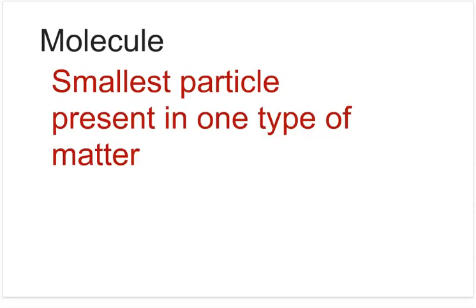Okay, now we're talking about a molecule, and as we get more into bonding, we're going to define molecule further. Technically, it's just the smallest particle of a covalent bond, but here in your packet, it defines it as the smallest particle present in one type of matter. So if we had a bunch of water, H2O again, then we would say, okay, the smallest unit in water is a water molecule. So now pause and represent what you think a molecule would be.